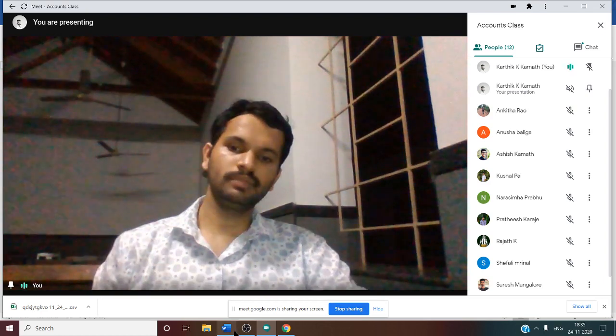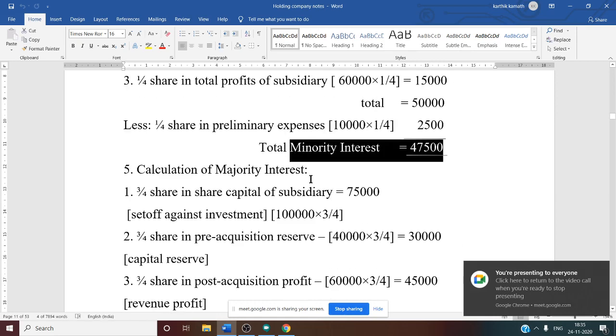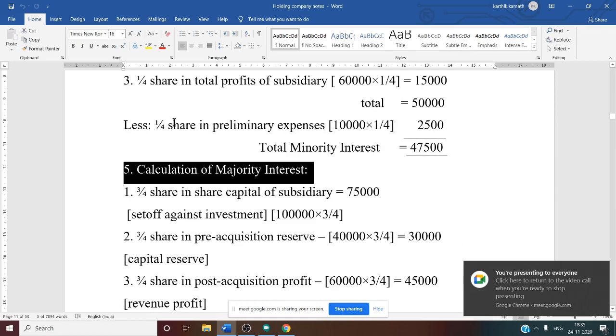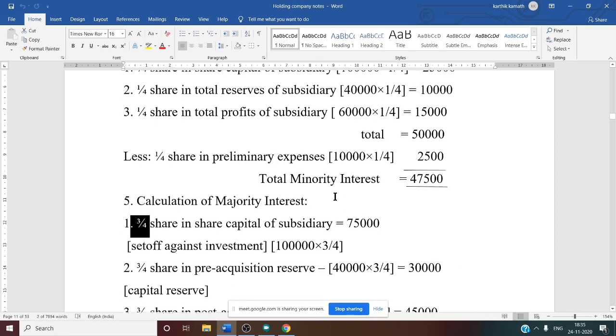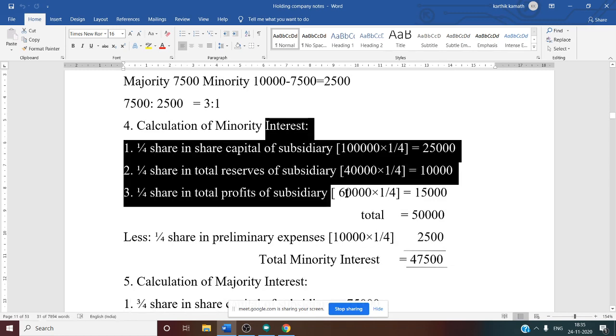So now this is very clear. Now we got total minority interest. After that we can easily calculate majority. So 1 by 4 minority means majority is of course 3 by 4. So 3 by 4 share in share capital of subsidiary. Here I have written subsidiary for understanding purpose. But if you see the textbook, there is no information regarding this. They write as per the format 1 by 4 share in share capital. So this is not needed.